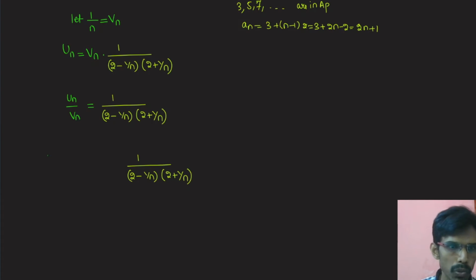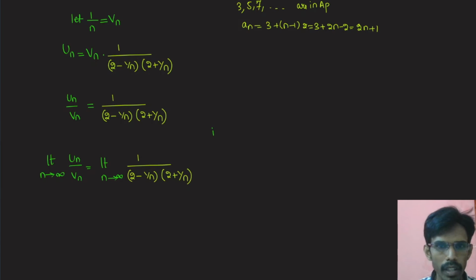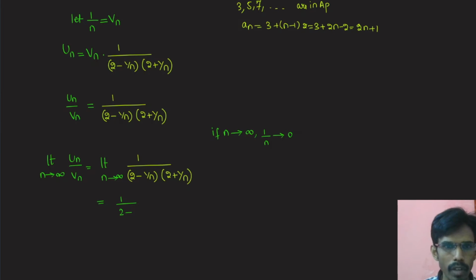Now apply limits on both sides. We have limit n tends to infinity, un by vn, value is limit n tends to infinity. We know that if n tends to infinity, then 1 by n tends to 0. So here 1 minus 1 by n will tend to 0. So this will become 0 into 2 plus 1 by n tends to 0. So we get 1 by 4. That is a finite non-zero number.